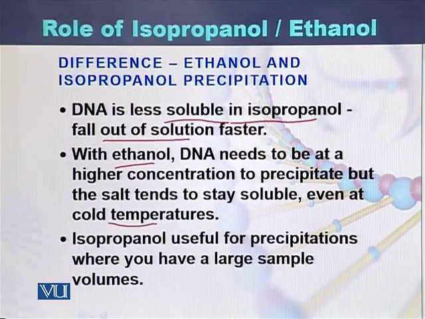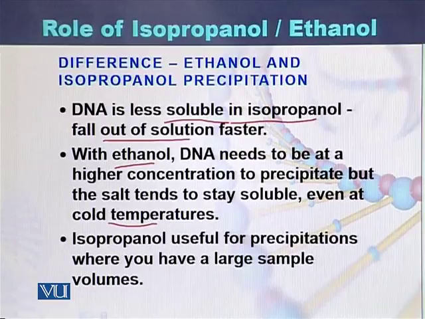So in the case of ethanol, the DNA needs to be at a higher concentration as compared to the volume from which we have to precipitate the DNA. So if, let's say, the volume of the DNA solution from which we have to precipitate is 2 ml, there should be 4 ml of ethanol. As well as that, there is a tendency of the salts to stay soluble when we use ethanol.